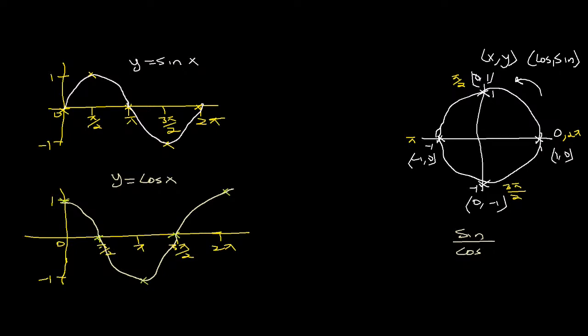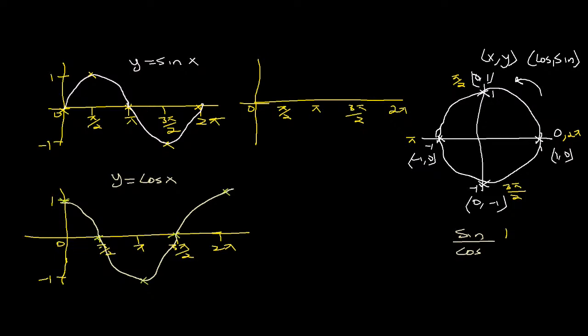So let's go ahead and draw an axis and get something going. We have right here, we're going to do the same thing. We have 0, we have pi over 2, we have pi, we have 3 pi over 2, and then we have 2 pi. Now, when we have sine over cosine, we have to remember something here.